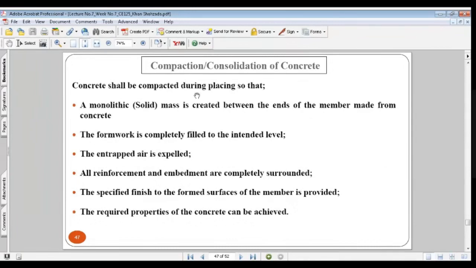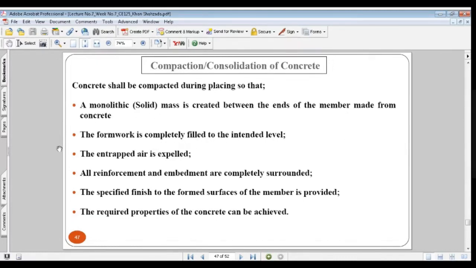Now the next is, concrete shall be compacted during placing so that a monolithic, meaning solid or single mass, is created between the ends of the member made from concrete. If you are making a beam, like you have this beam, then the concrete in this whole element, in between this end and this end, is monolithic, the same as a single mass. You have placed the concrete in one go in this member, so it will be working as a monolithic, solid mass. The formwork is completely filled to the intended level.